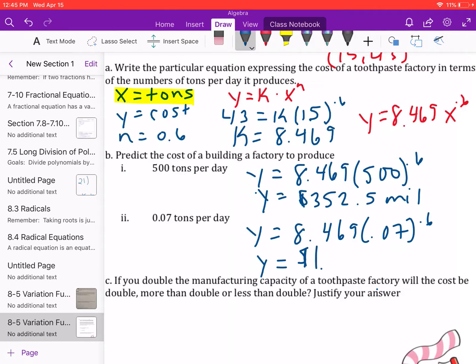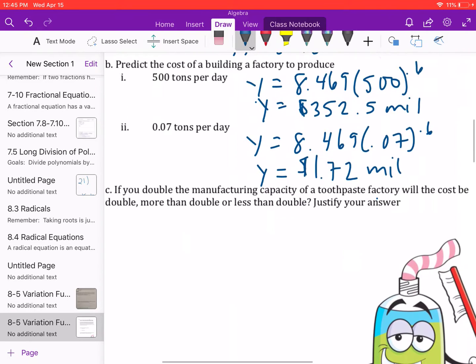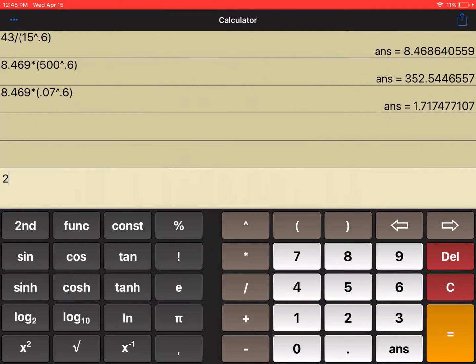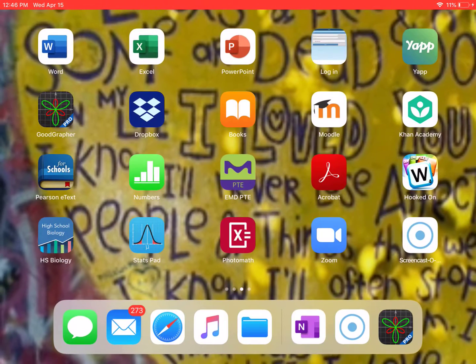So we're going to put that into the same equation. Y equals 8.469 times 0.07 all raised to the 0.6. When we go back over to our calculator, we're going to take 8.469 times 0.07 all raised to the 0.6 power. And we're going to come out with $1.72 million. So the cost of that factory would be $1.72 million. Pretty simple once you get that equation.